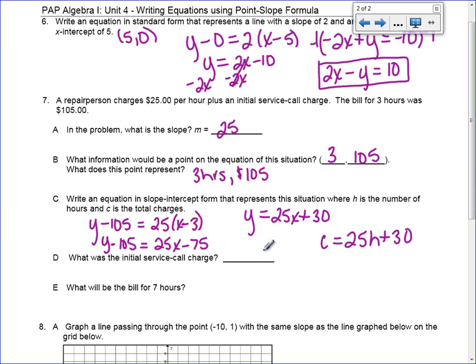So what is the initial service call charge? Well, the $25 is the per hour charge. That means the 30 needs to be my initial service call charge, so it's $30. And so to find my bill for 7 hours, I've got to plug in 7. So I have to do 25 times 7 plus 30, and I use my calculator. It's going to be $205. So that's how it can be used in a real life situation.